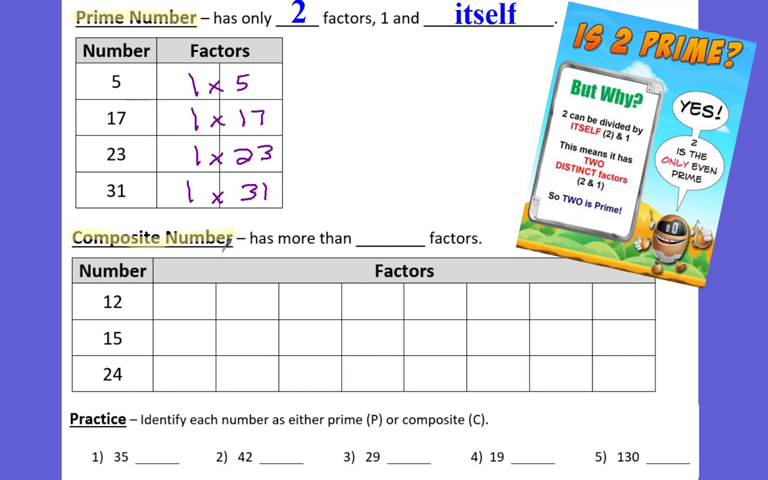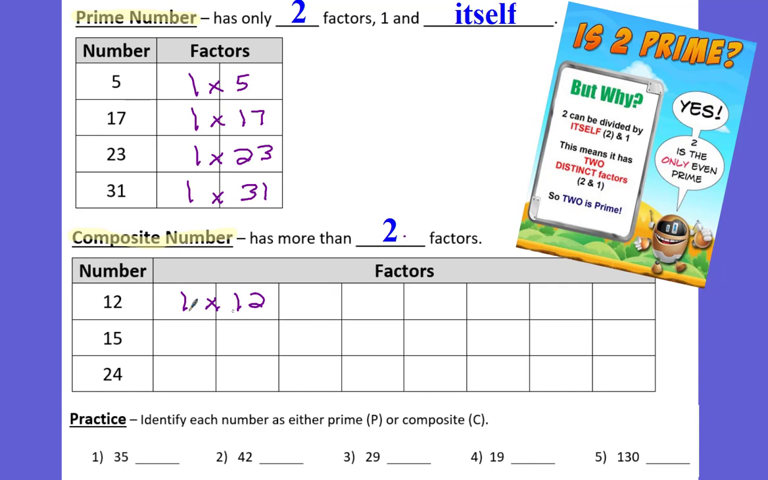Okay, what about composite numbers? Composite numbers have more than two factors. So for the example 12, of course 1 times 12 will give you 12, but there are other factors, or numbers, that you can multiply together to make 12.